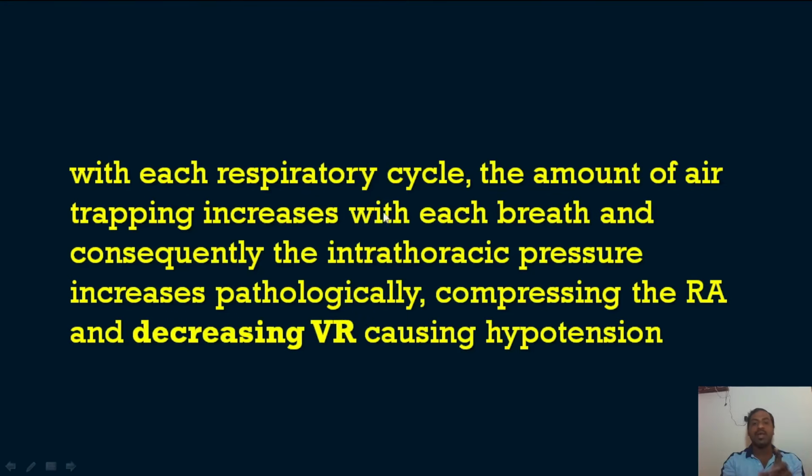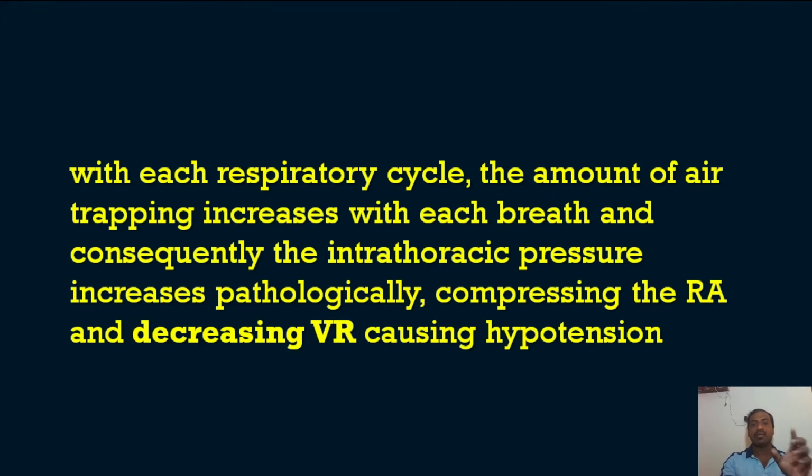With each respiratory cycle, the amount of air trapping increases. The amount of air trapped inside the alveoli will increase because we have kept the PEEP on the higher side. Consequently, the intrathoracic pressure increases pathologically, and it will compress the right atrium. As a result, there will be decreased venous return to the right atrium, and thus it causes hypotension. So this is the pathophysiology for the development of hypotension if we are keeping high PEEP.